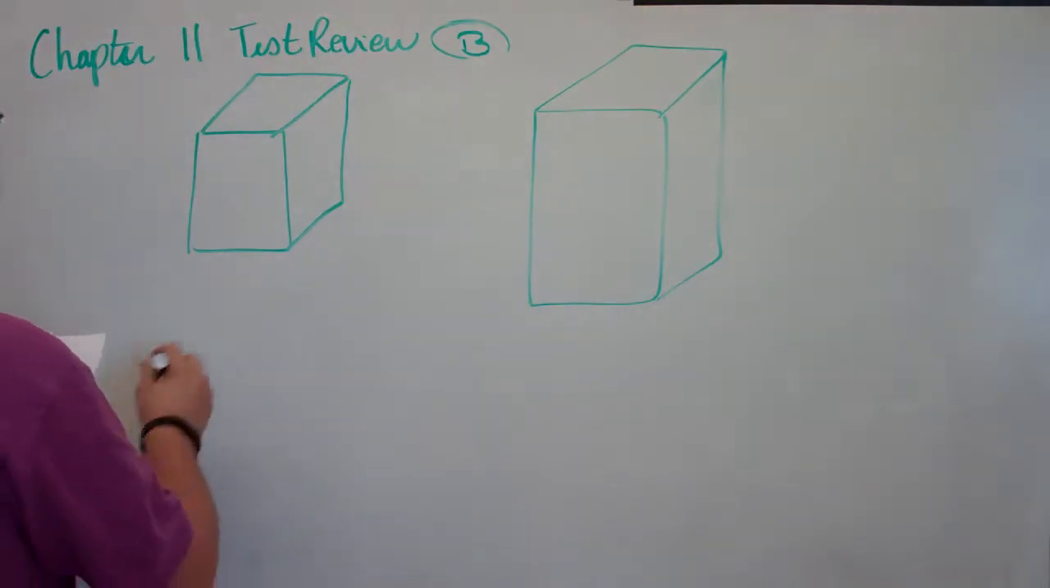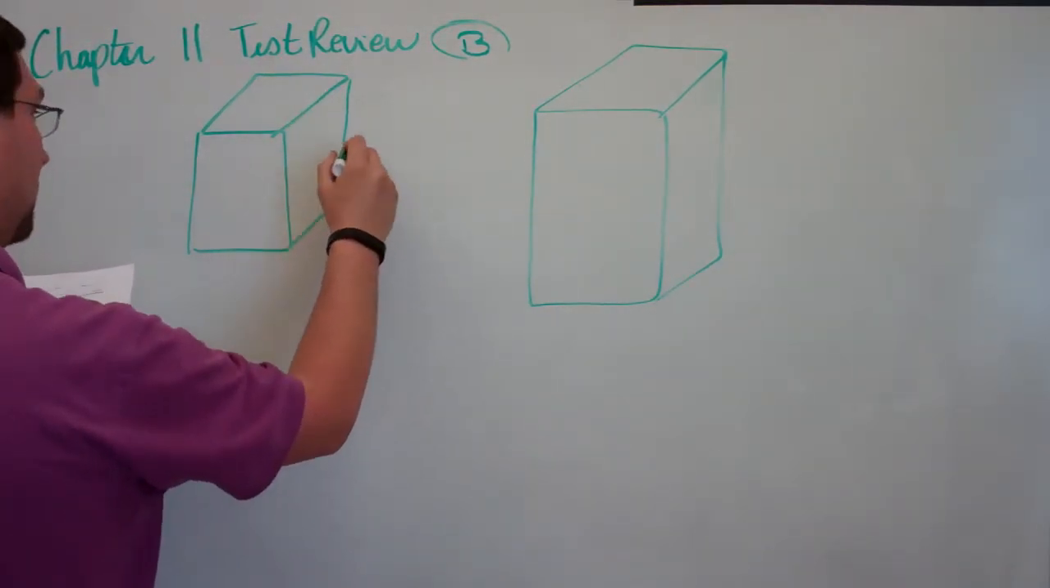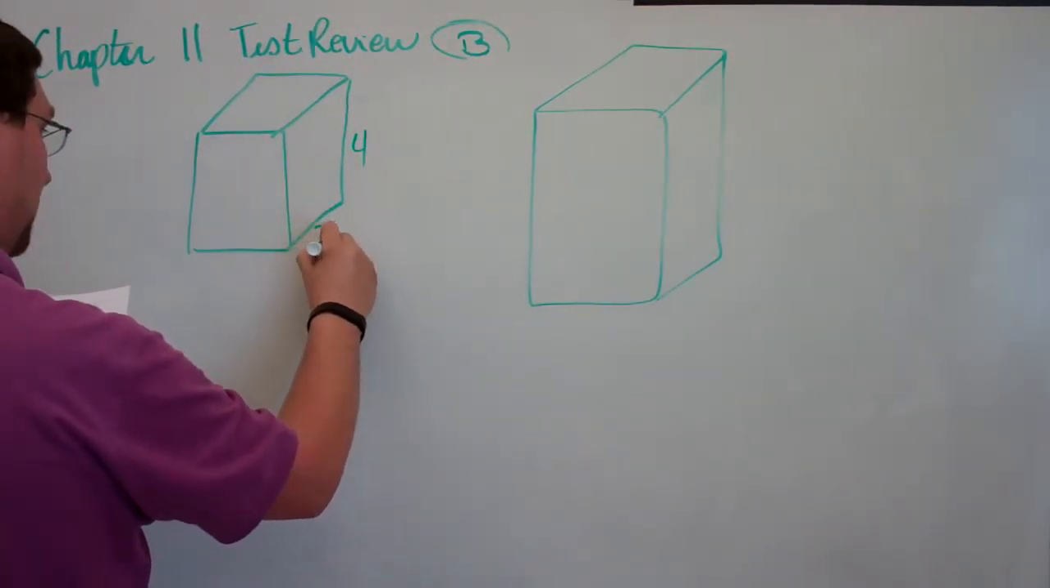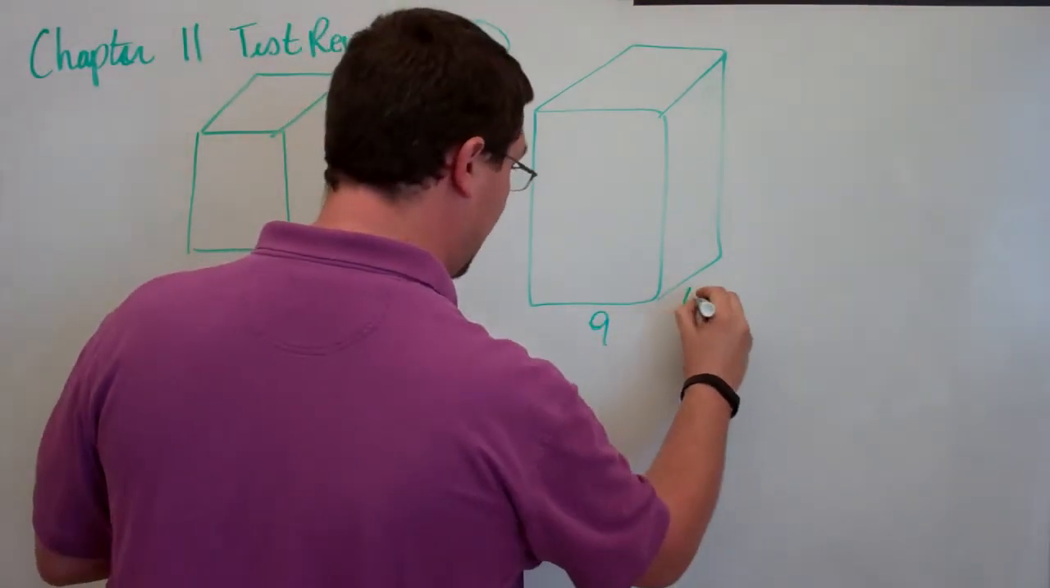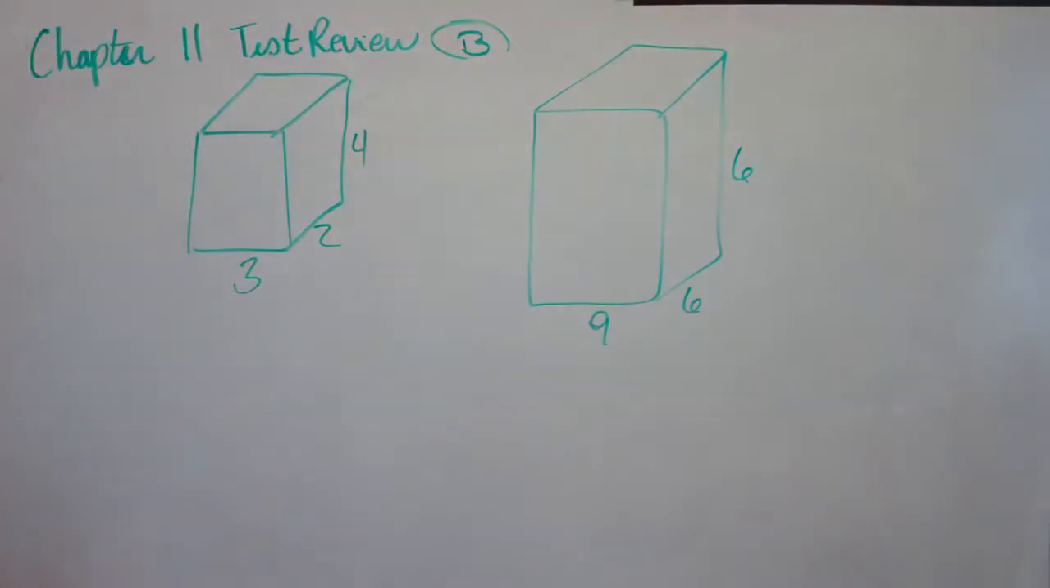All right, here we have 4 is a height, 2 here, 3 here. Yes, I'm moving the numbers around a little bit. 9, 6, and 6. I'm moving the numbers around a little bit because they're easier to look at this way. All right, so we need to find out, are they similar?